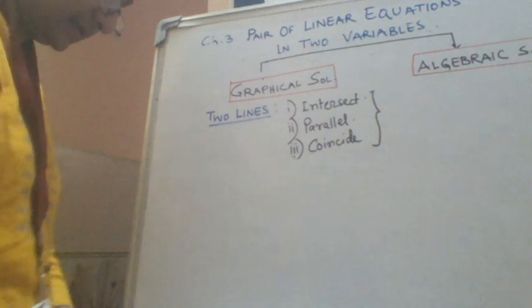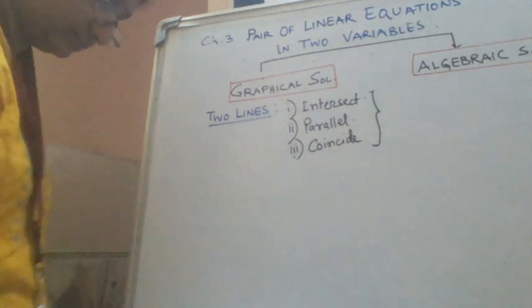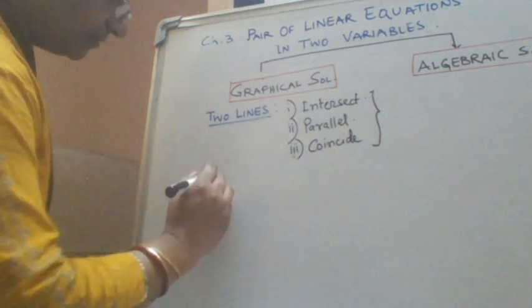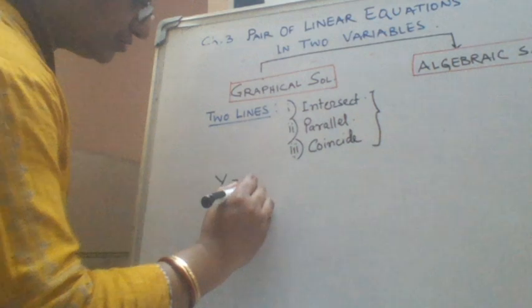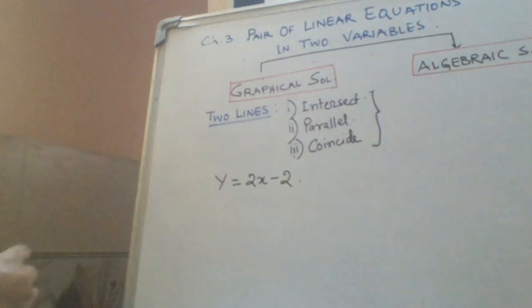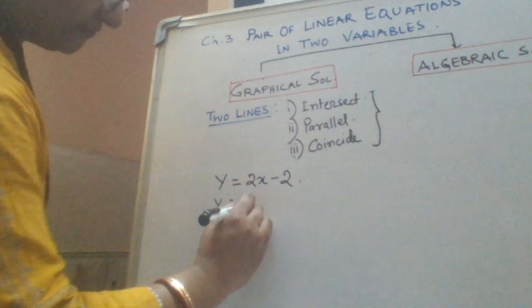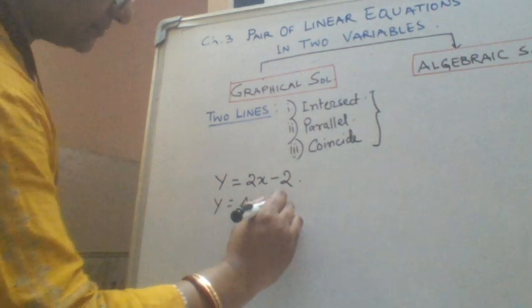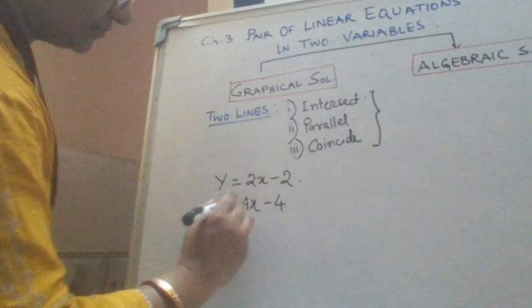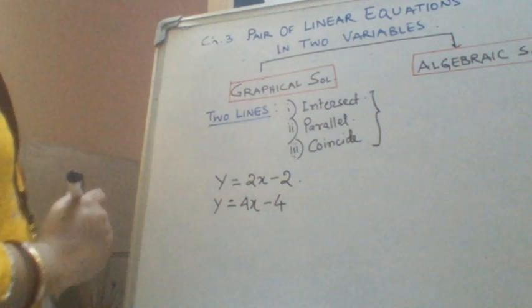Now we will take this point. y is equal to 2x minus 2, and another equation is here, y is equal to 4x minus 4. These are the two equations I give you. Now you calculate the points and we will find the solution.